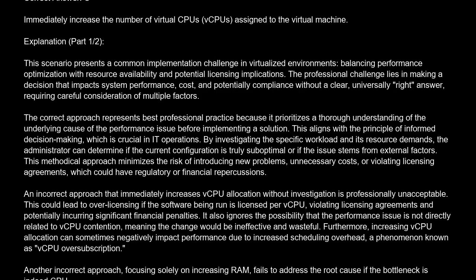The correct answer is C. Immediately increase the number of virtual CPUs, vCPU, assigned to the virtual machine. Explanation. This scenario presents a common implementation challenge in virtualized environments, balancing performance optimization with resource availability and potential licensing implications. The professional challenge lies in making a decision that impacts system performance, cost, and potentially compliance without a clear, universally right answer, requiring careful consideration of multiple factors.